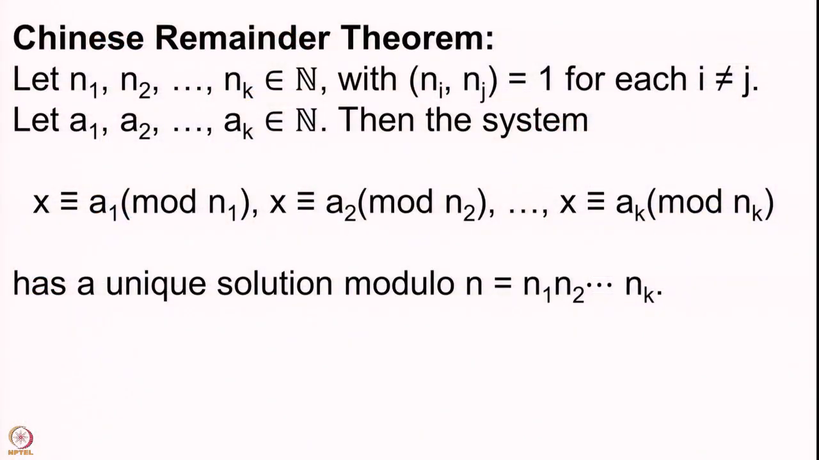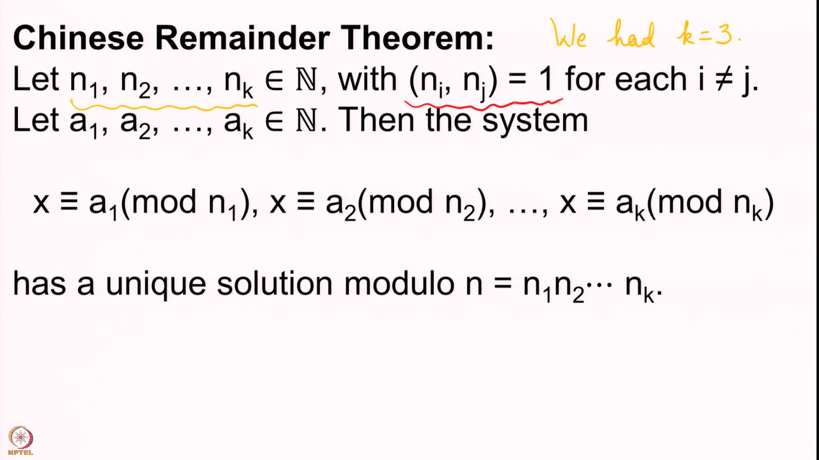So, let us see the statement of this result. This is called the Chinese remainder theorem. The statement says that we start with any k natural numbers n1, n2 up to nk, and so there is no restriction on what k can be. In our problem we had k equal to 3. The only condition, and that is a very important condition, is that ni and nj be co-prime whenever i is not equal to j.